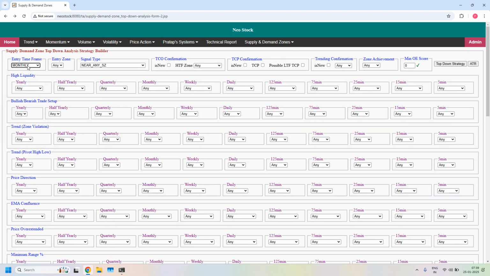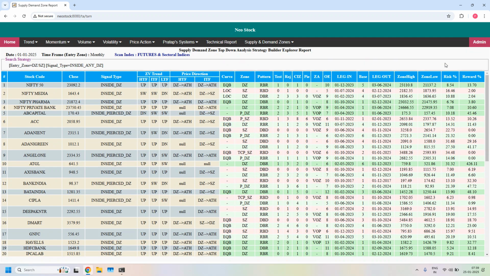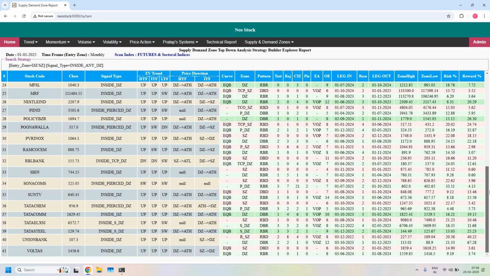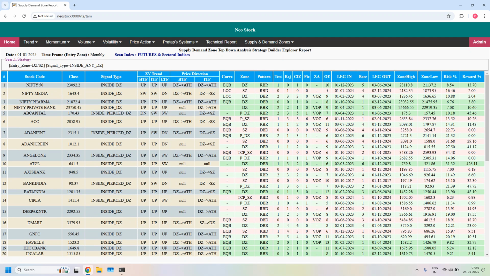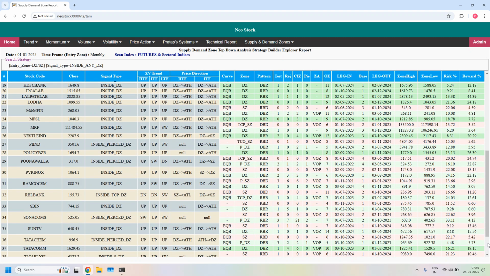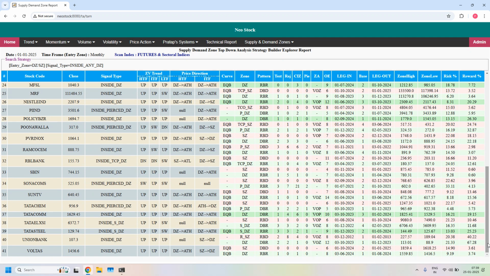Next monthly time frame, price closed inside the monthly demand zone. We got 41 stocks. So first 20 stocks in the list. Scrolling the list down. So total 41 stocks are filtered. We can further filter this list based on EMA Confluence.